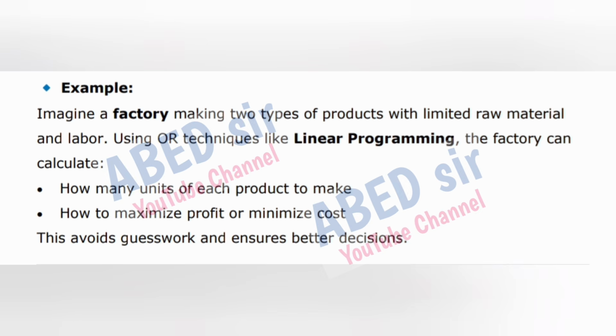Example: imagine a factory making two types of products with limited raw material and labor. Using techniques like linear programming, the factory can calculate how many units of each product to make, how to maximize profit or minimize cost. This avoids guesswork and ensures better decisions.